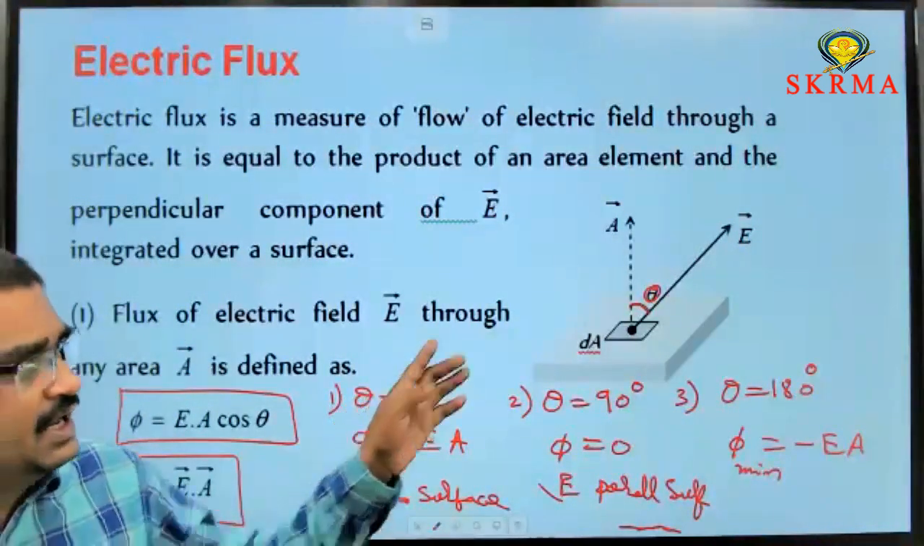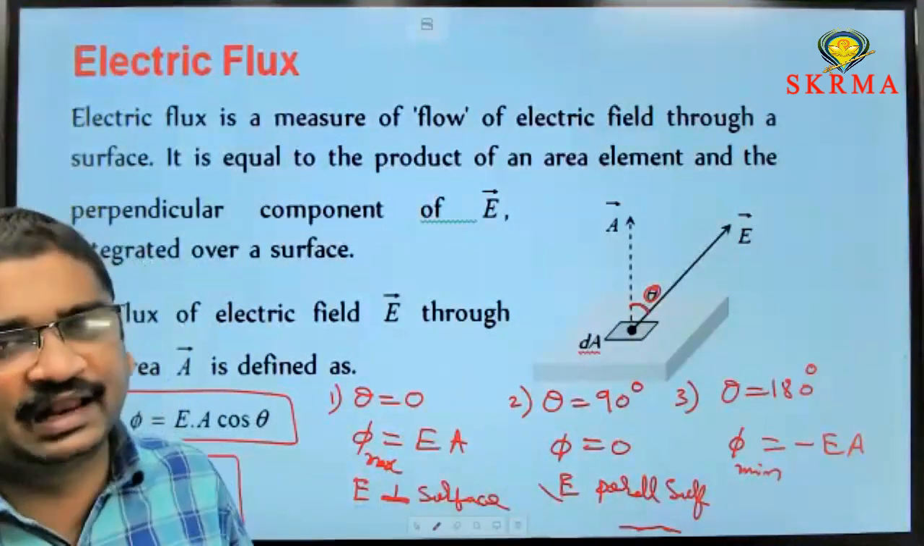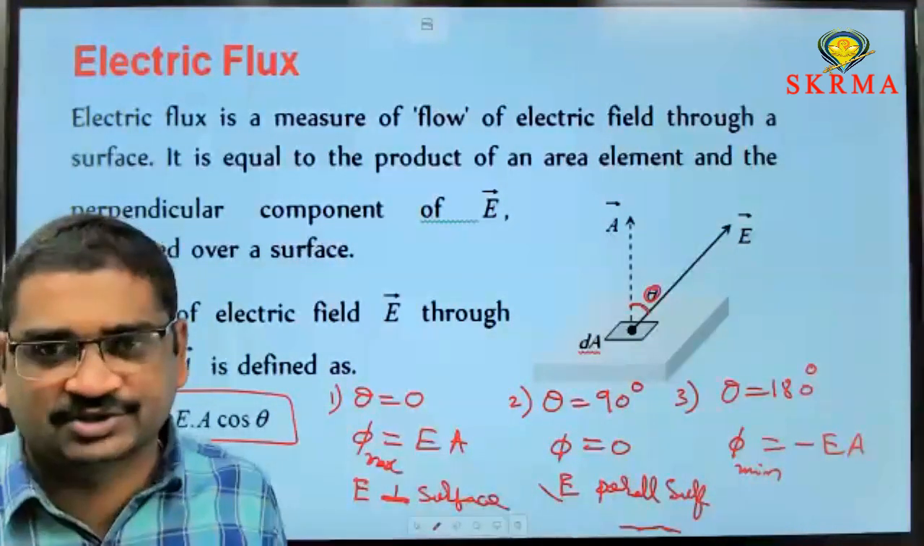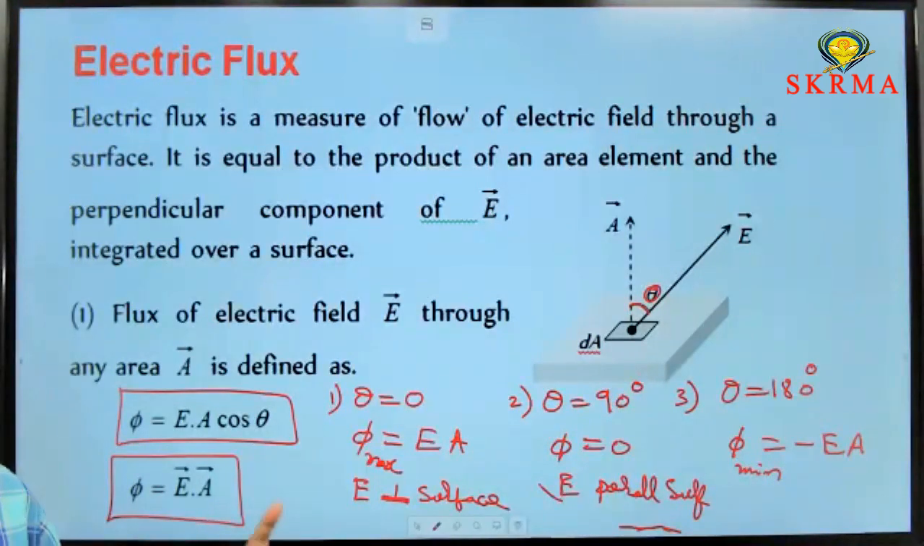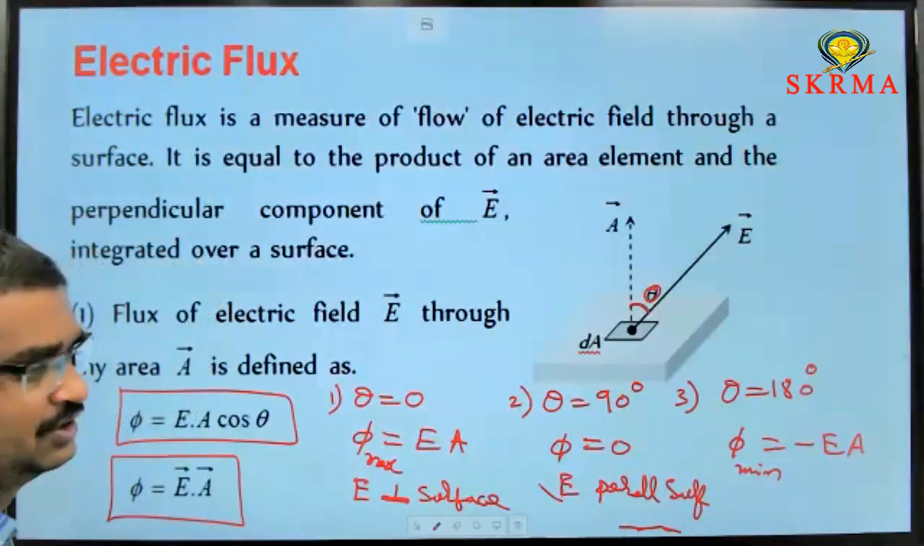Theta equal to 0 ante enti? Electric field, area vector parallel ga unnai. So danni ela cheppochu, inka electric field and surface are perpendicular ani kuda cheppochu. Electric field, area vector parallel ga unnayante electric field, surface ela untayi? Perpendicular ga untayi. So these are the cases.